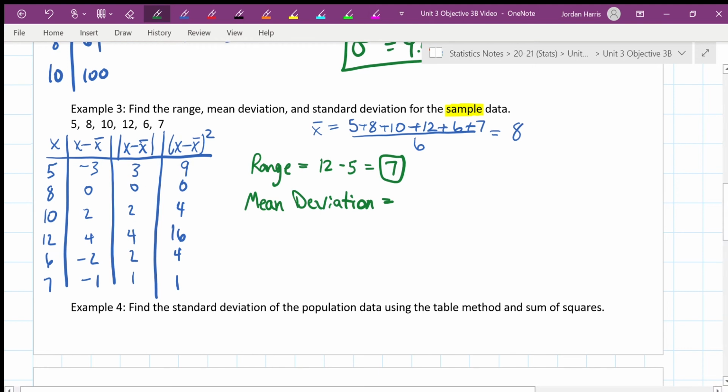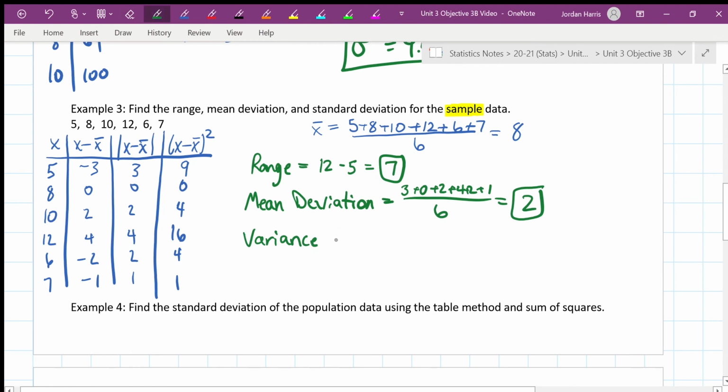Okay, so I add up my absolute value things and divide by how many there are. Oops, sorry, there's 6. Okay, and so we add them up. You get 5, 9, 11, 12, so 2. Mean deviation is 2. It doesn't ask for this, but to find the standard deviation, I need the variance.